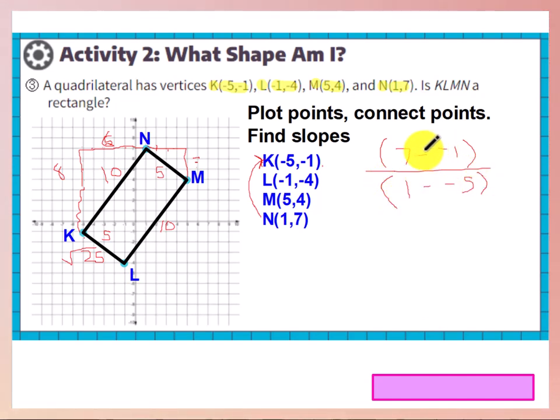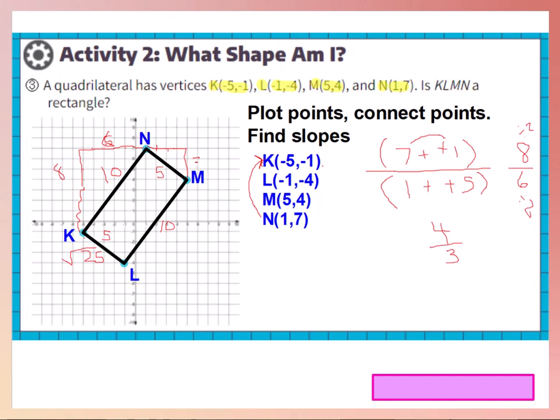2 negatives together make a positive. So 7 plus 1 is 8, and 5 plus 1 is 6. Now both of those numbers are divisible by 2, so divide by 2 in the numerator and divide by 2 in the denominator. 8 divided by 2 is 4, and 6 divided by 2 is 3.